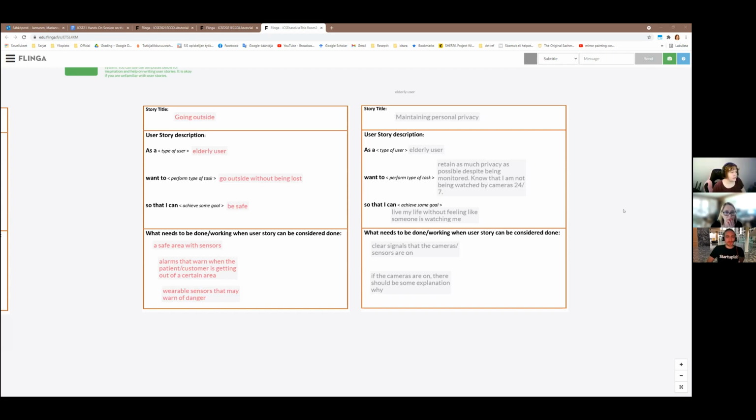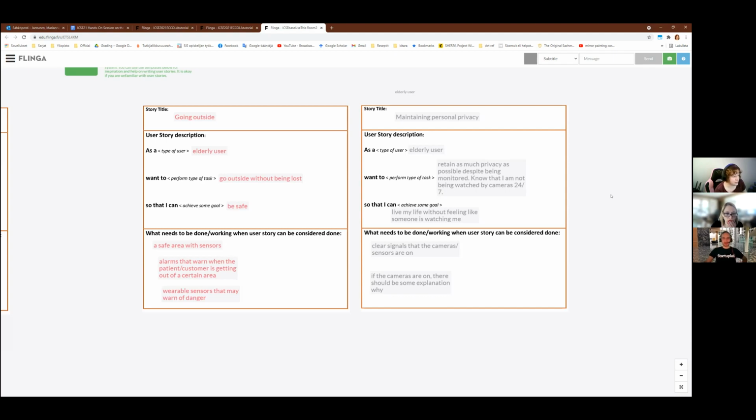Then our second story is about maintaining personal privacy. Even though we are presumably dealing with patients with a lower level of functioning, with Alzheimer's or conditions like that, it would still be in everybody's best interest if they have a say in their own privacy and how much agency they have over their own life. So of course, as an elderly user, I want to retain as much privacy as possible despite being monitored. I want to know that I am not being watched by cameras 24/7, so that I can live my life without feeling like someone is watching me.